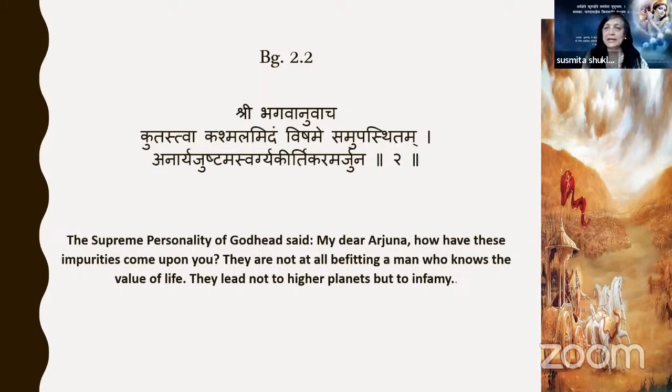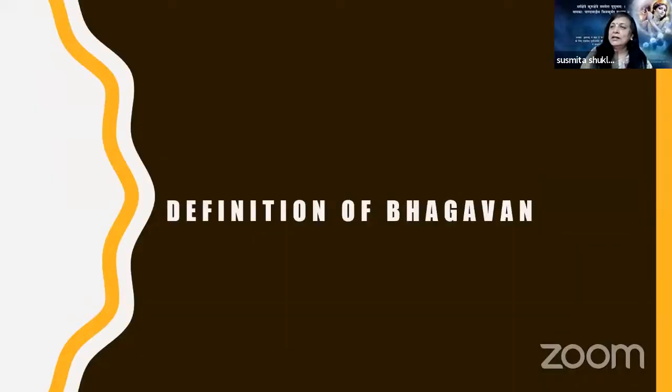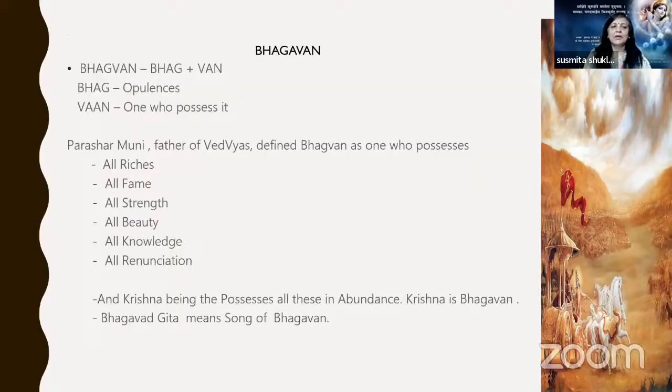And instead of being said, Krishna Uvacha, it is Sri Bhagwan Uvacha, because Krishna is Bhagwan. Now, let's try to understand the definition of Bhagwan. Bhagwan means Bhag and Van. There are two words in Bhagwan, Bhag and Van. Bhag means opulences, and Van means someone who possesses it.